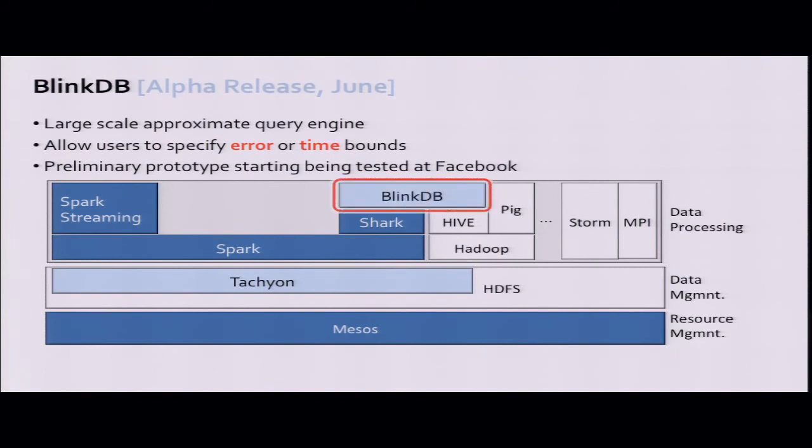BlinkDB. BlinkDB is the system which, if you remember, at the beginning I told you that one of the approaches we are taking to improve interactiveness is to allow the user to trade between error bounds and response time. This is what BlinkDB allows you to say: I want the fastest result as long as the error is less than 0.1%. Or give me these results in 2 seconds and also tell me what the error is.